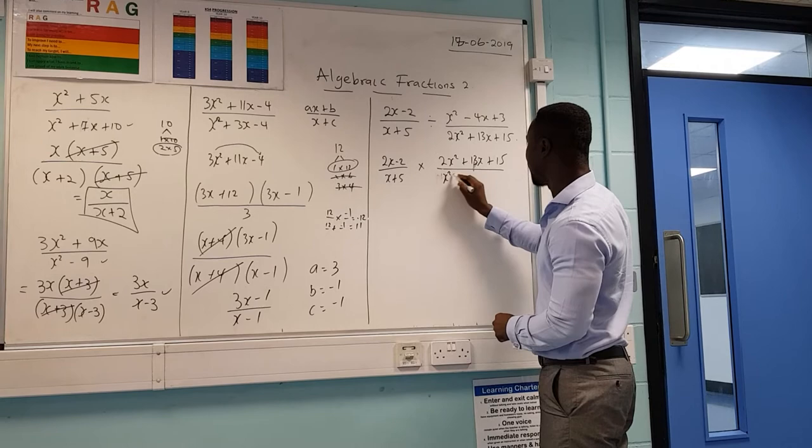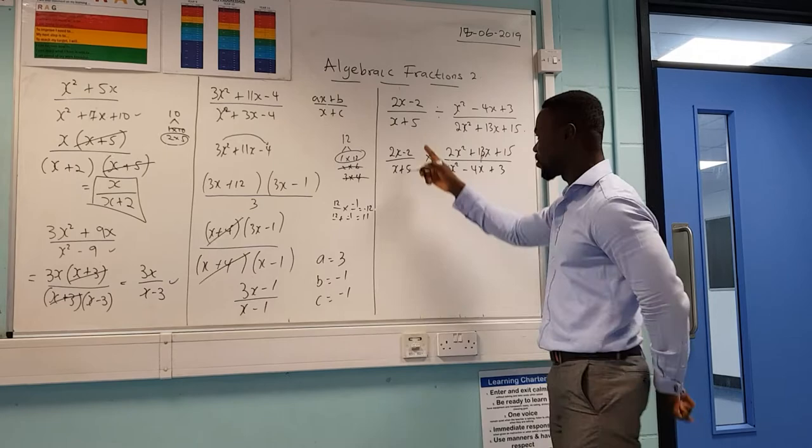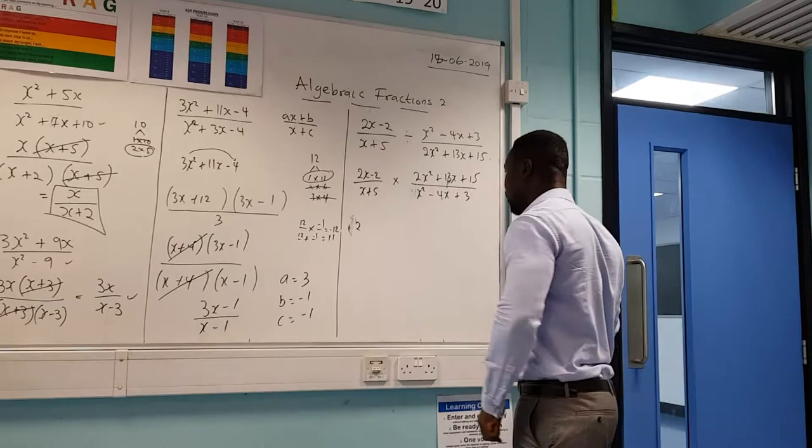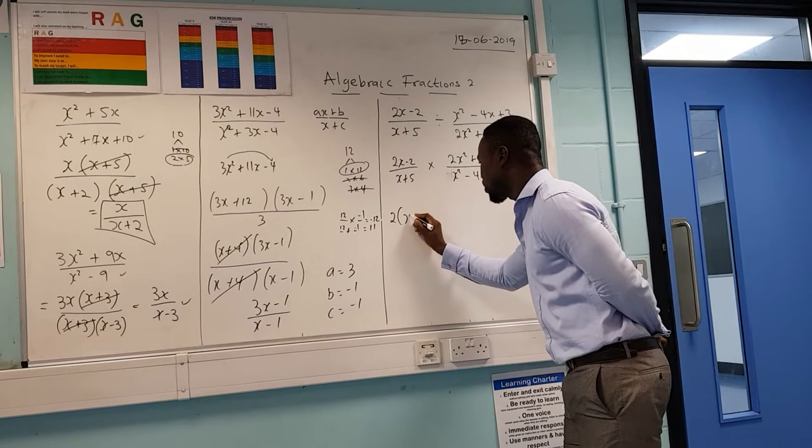Now, factorize them out. Go to this side first. We'd have 2 on the outside. Why am I bringing 2 out? Because there's 2 and 2, so it's common. So bring that out, x minus 1. This you cannot factorize, so you leave it the same, x plus 5.